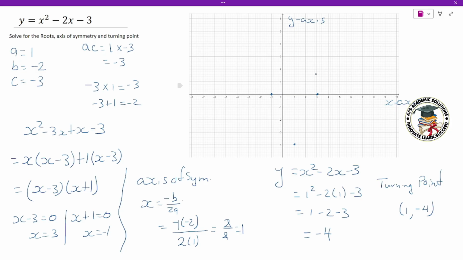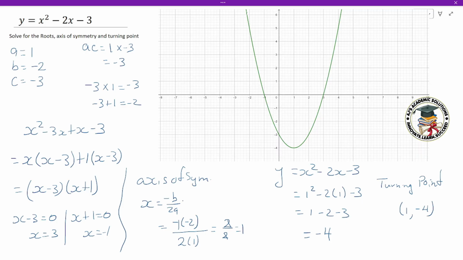Now for your sketch, this is of course going to take some practice. All you need to do now is just draw, and then you have your curve that goes upwards. Of course, it's not a perfect sketch, but you would be able to do it on your own and have that perfect sketch. I'll also include an image for you to see exactly how the sketch would look. And with that being said, this video is for you to understand how to solve for the roots, axis of symmetry, and turning point.